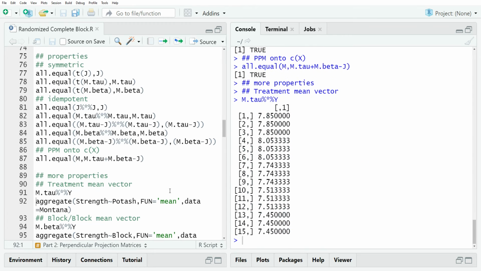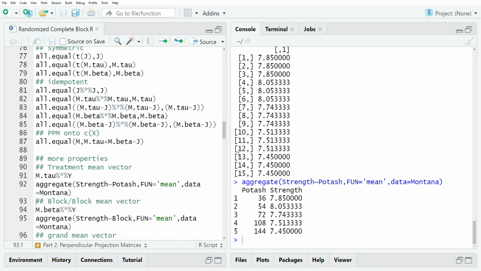Now, more properties. If we create what's called the treatment mean vector, we take M tau times Y, and to show you that it's correct, I just calculate the means by potash. Now look at this, 7.85, and it's repeated B times, or 3 times, 8.0533, 7.4. So that's the format of the treatment mean vector.